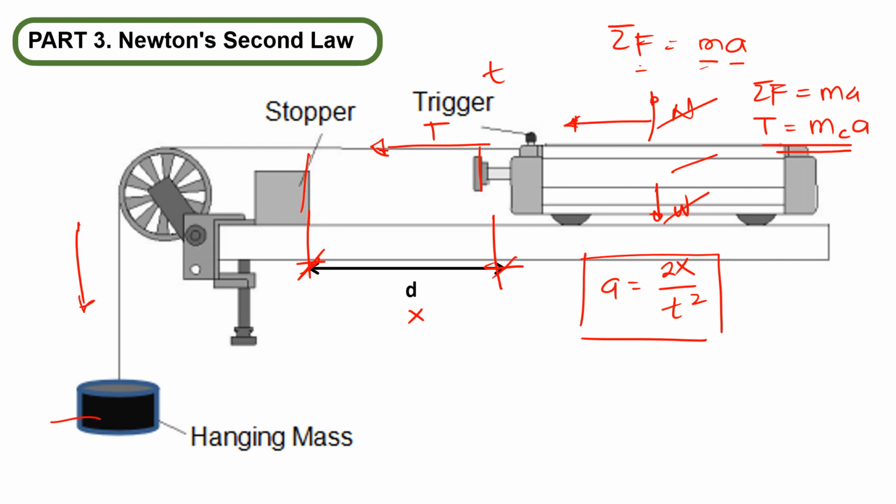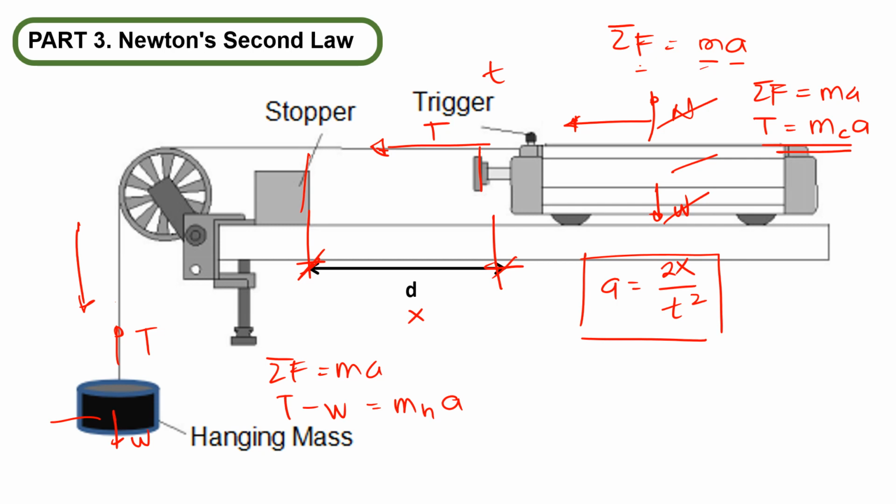For the hanging mass, what are the forces? We have the weight of the hanging mass, and we also have the tension here. We also need to use this formula, summation of forces equal to MA. Tension is going upward, so this is positive. Weight is going downward, so this is negative. And this is equal to the hanging mass, let me use MH, multiplied by acceleration.